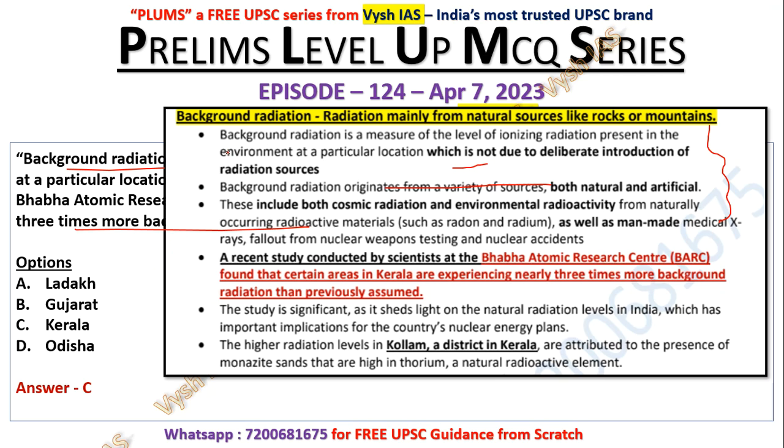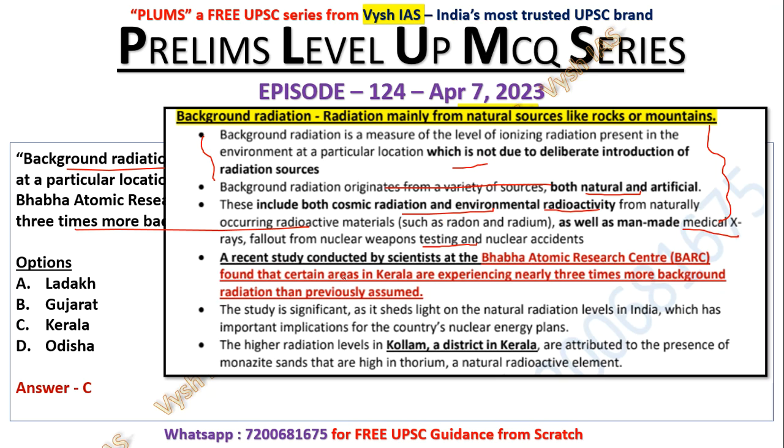Okay, so here, if you see background radiation, whatever I explained in that question, it can be natural also, it can be artificial also. So it can be cosmic radiation, environmental radioactivity, or maybe man-made X-rays, anything like fallout from nuclear weapons, accidents. Any reason, there are certain things existing there which can emit radiations. That is what will do this.